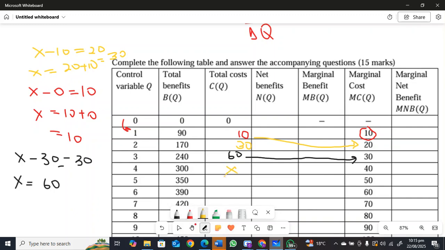In order to get this one here, we have to subtract. Yes, because it's in reverse. That's the thing, we're working in reverse. That's the problem that is here.